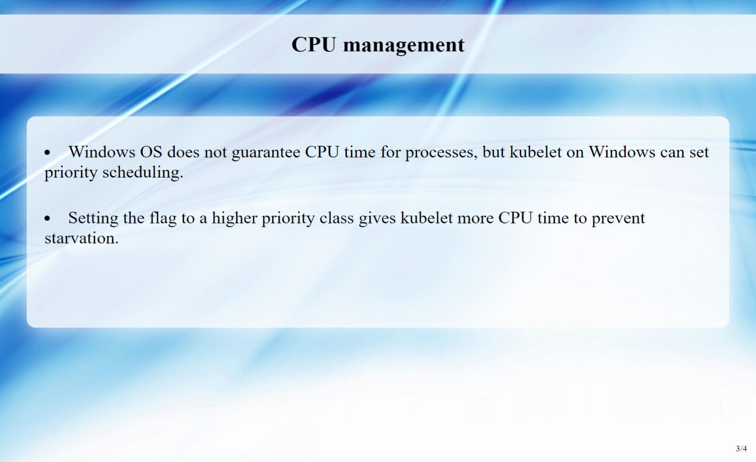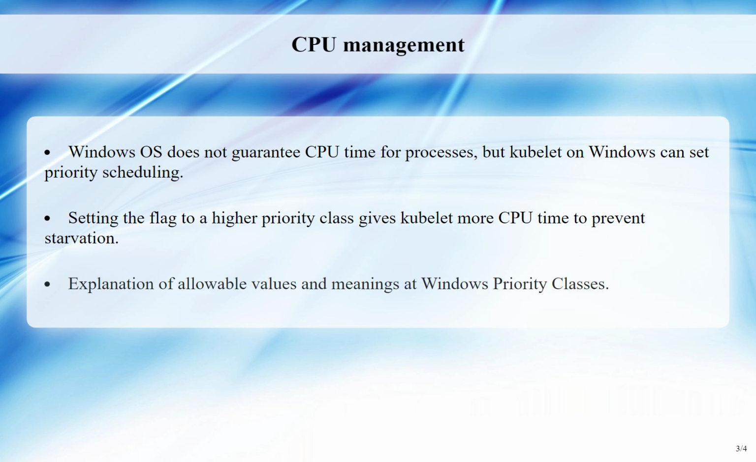By setting this flag to above normal priority class or higher, the kubelet process can receive more CPU time slices compared to other processes on the Windows host. This helps prevent running pods from starving the kubelet of CPU cycles. More information on allowable values and their meanings can be found at Windows Priority Classes.